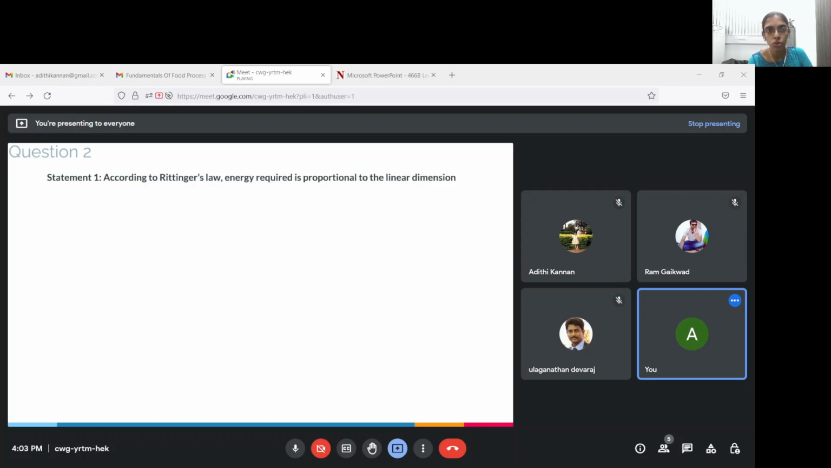Moving on to question 2. Statement 1: According to Rittinger's law, the energy required to reduce a particle size is proportional to the linear dimension of the particle. Statement 2: Rittinger's law is more accurate for fine grinding. So what do you think? Which of these are true and which of these are false? Any idea? Any clue what is Rittinger's law and why is it used?